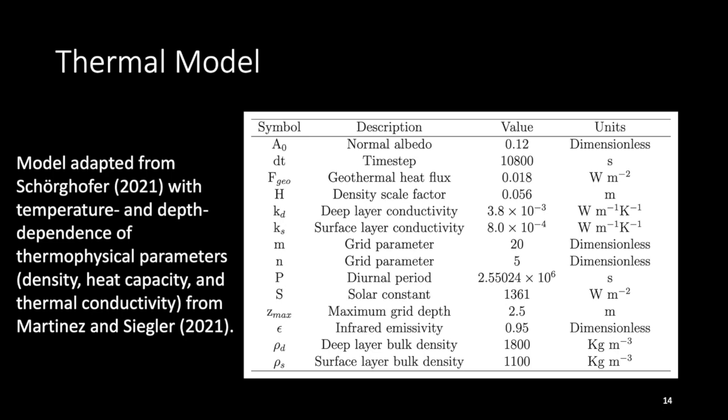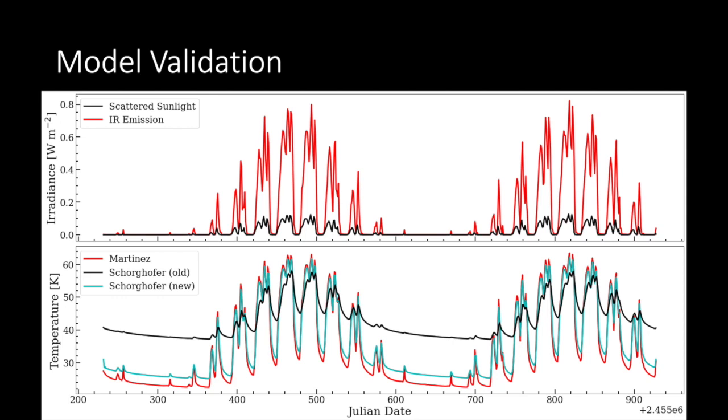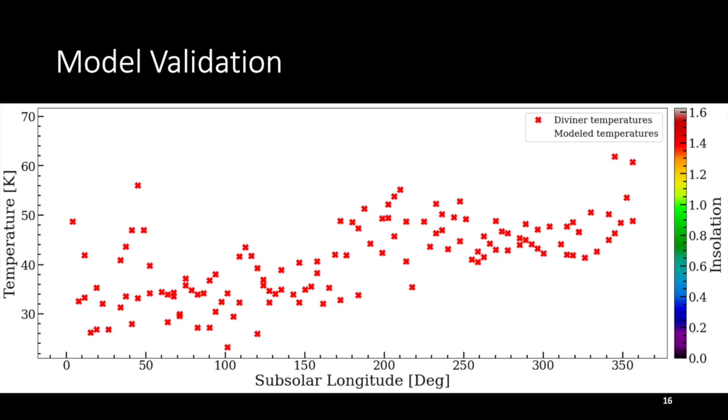Because Martinez and Siegler have provided the input data that they used to validate their model, I was able to explore modifications to the two models to combine the efficiency of the LCROSS model with the accuracy of the Martinez model. I found that by adding the depth and temperature dependence of the thermophysical parameters, density, thermal conductivity, and heat capacity from the Martinez model to the LCROSS model, I was able to closely replicate the Martinez and Siegler results in a much shorter amount of time. A comparison between the different model results can be seen in this figure with the input data shown on the top panel.